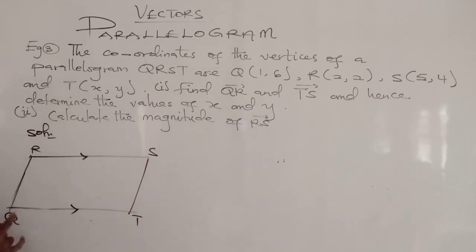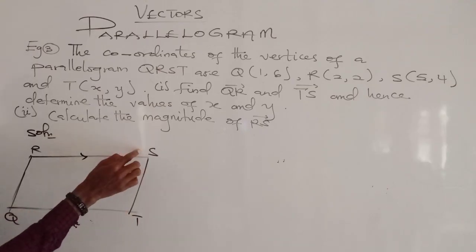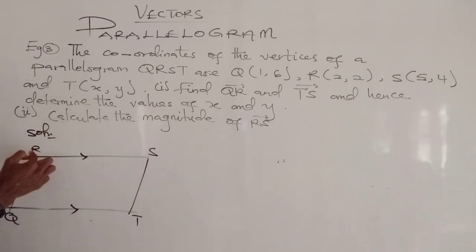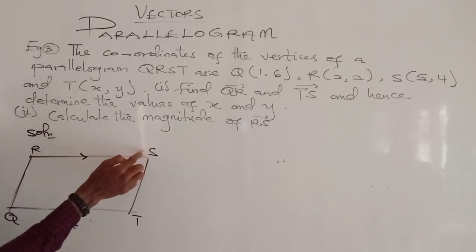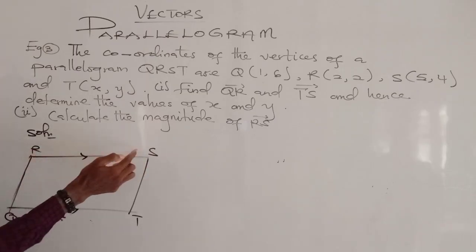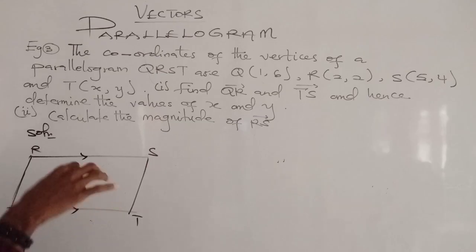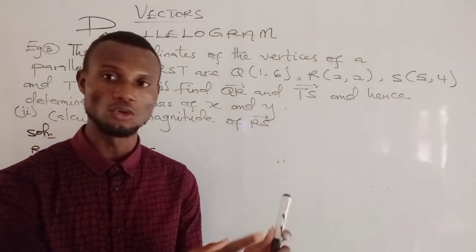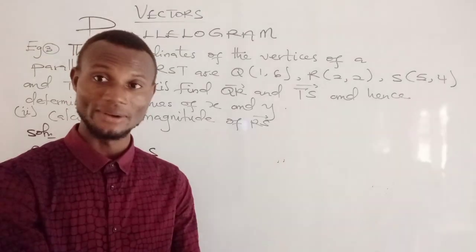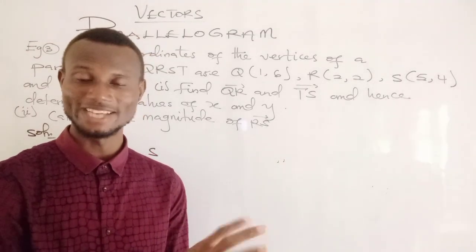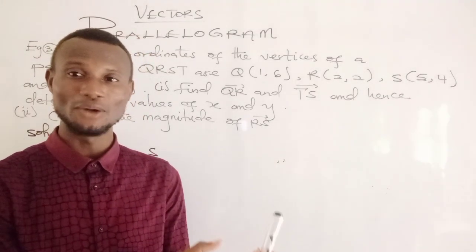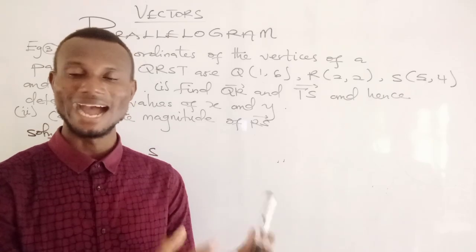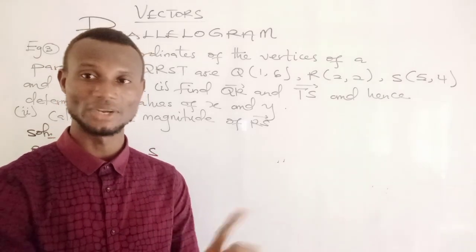I cannot make QT here, meaning I'm moving from Q to T with the arrow pointing towards T, and then come here and make SR, meaning the arrow will move from S to R, or point towards R. That will be wrong. The arrows always need to move in the same direction. The opposite sides of the parallelogram, the arrows have to move in the same direction, which is very important.